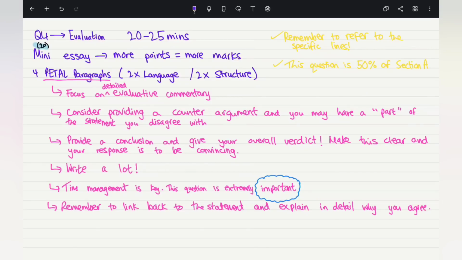Remember to link back to the statement and explain in detail why you agree. And finally, remember to refer to the specific lines. So you cannot refer to the entire text because it's specific lines. And this question is worth 50% of section A. So it's something that requires lots of practice.